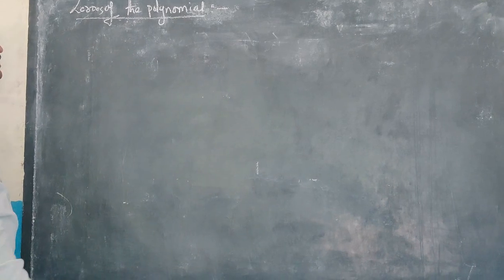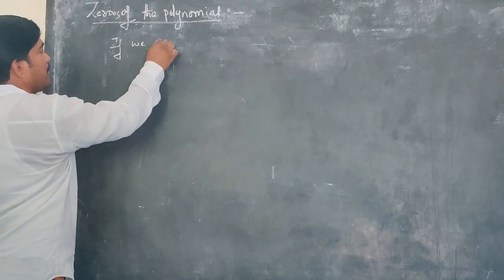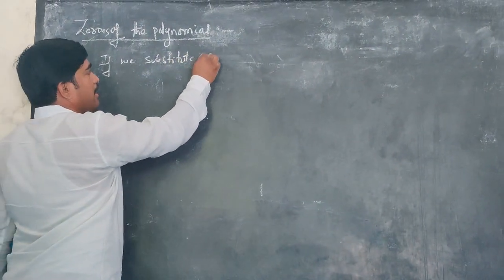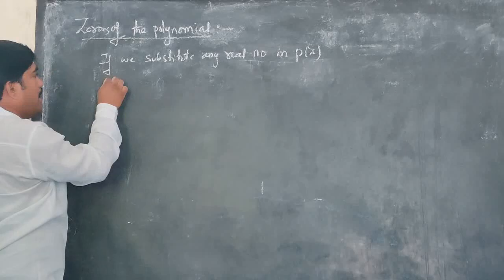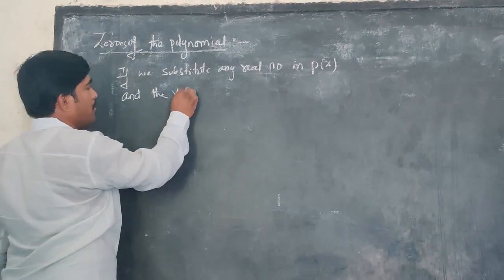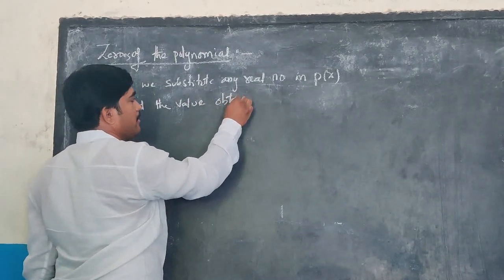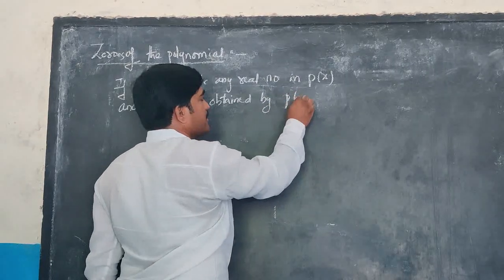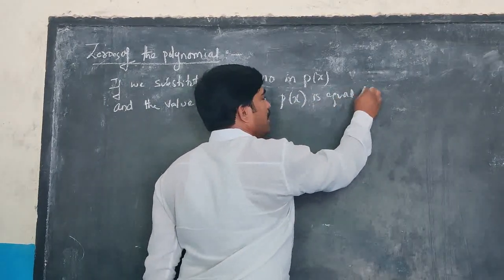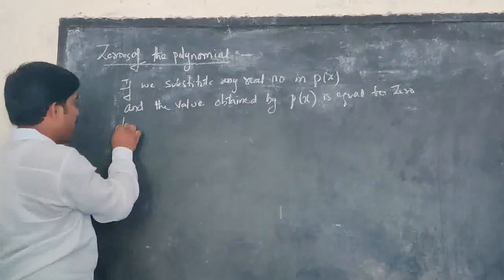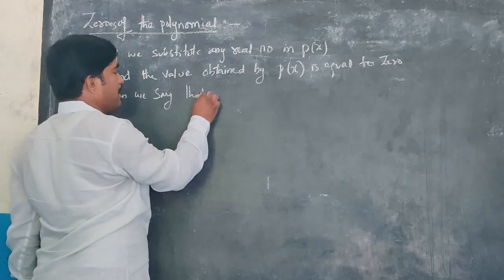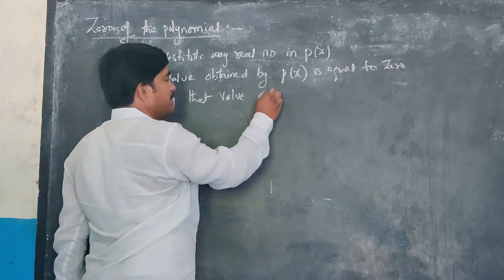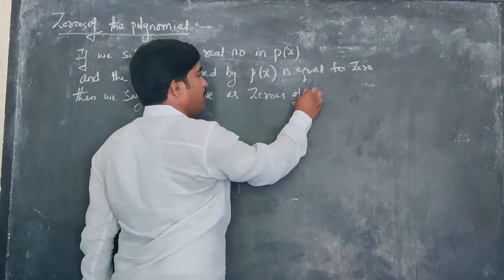The next topic is zeros of the polynomial. Now, if we substitute any real number in P of x and the value obtained by P of x is equal to 0, then we say that value is a zero of the polynomial.